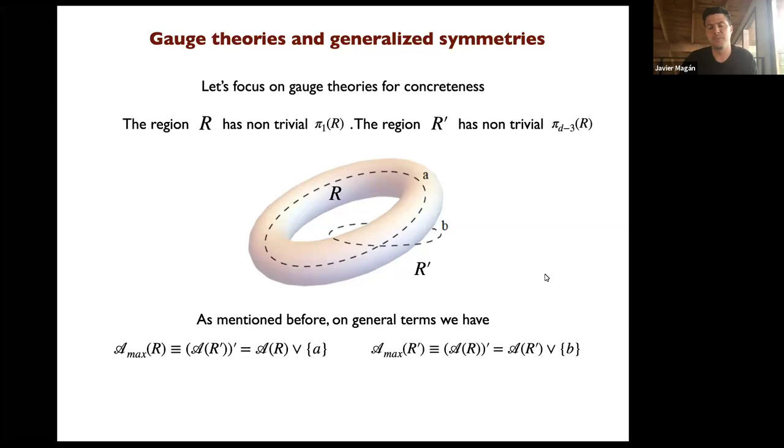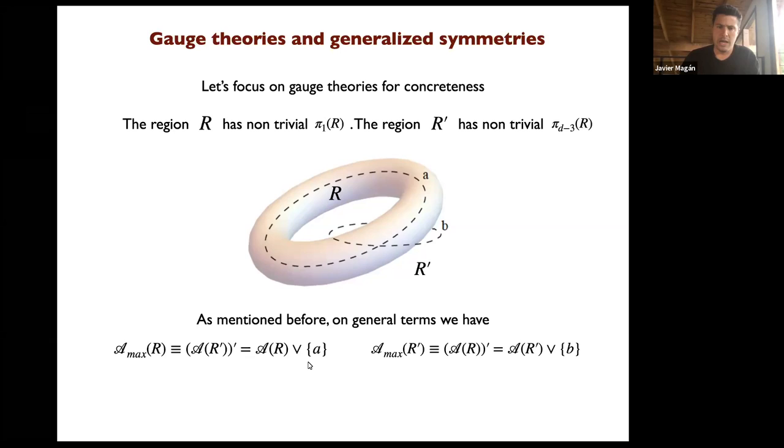Now, as mentioned before, we are just going to assume a generic violation of duality, which means that we have two natural algebras that we can define for both regions R and R prime. One is the local algebras, or the additive algebras, A of R and A of R prime, but we also have the maximal algebras, which include the non-locally generated operators.